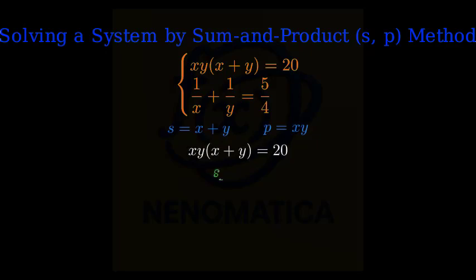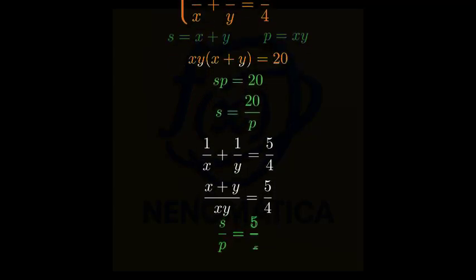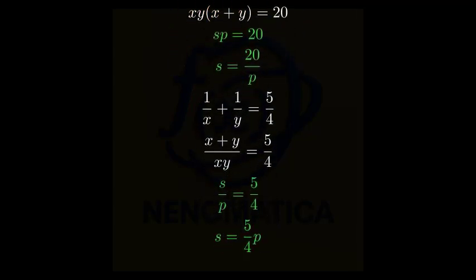From the first equation, xy times the quantity x plus y equals 20, substituting p for xy and s for x plus y gives s times p equals 20. Solving for s yields s equals 20 over p. Next, from 1 over x plus 1 over y equals 5/4, rewrite the left side as x plus y over xy, which is s over p. So s over p equals 5/4, and therefore s equals 5/4 times p.